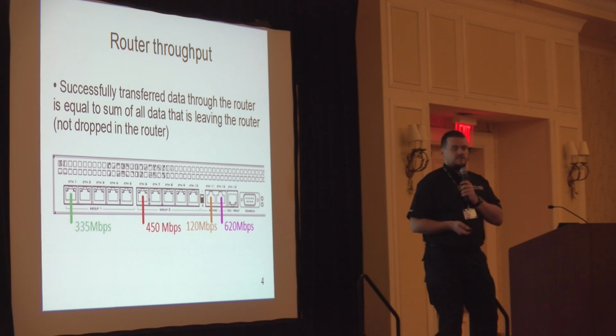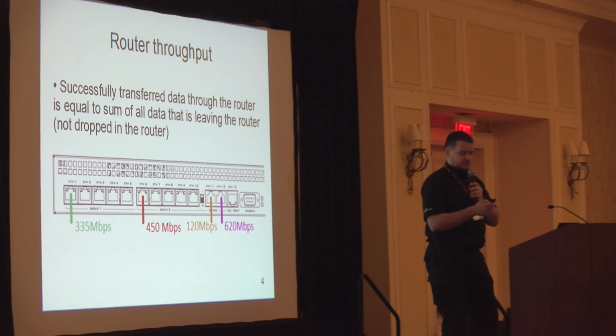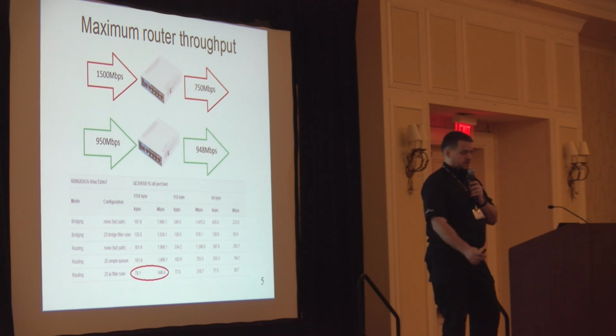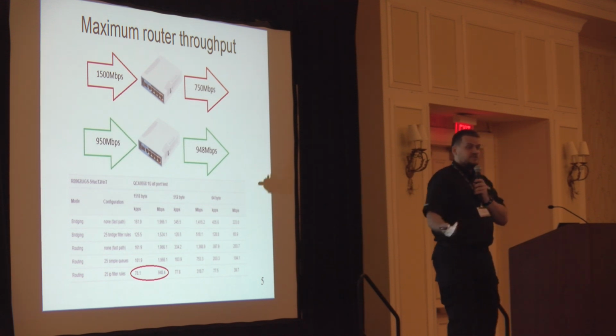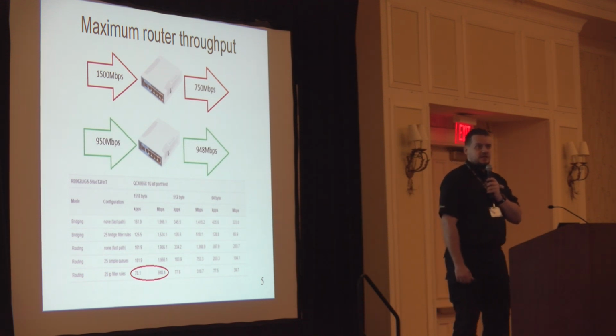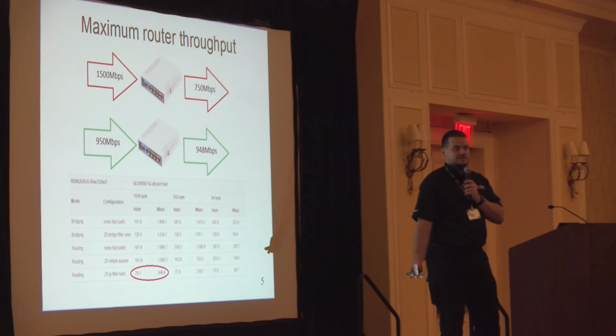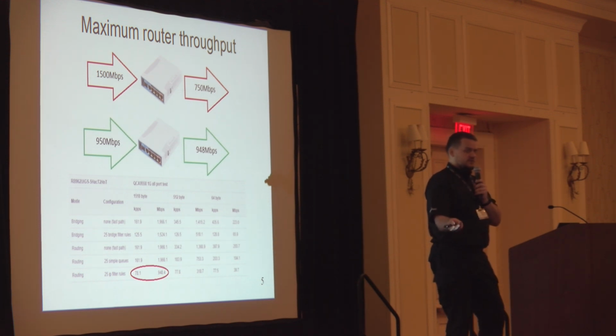But then the thing gets more interesting. If you, for example, take a hAP ac and you send 1.5 gigs into it, you might get out something like 750 megs of traffic. But if you send 950 megabits per second in, you will get almost all of it out. So, question: what is the actual throughput in this case? What is the throughput of the device? Is it 750 or is it 950?